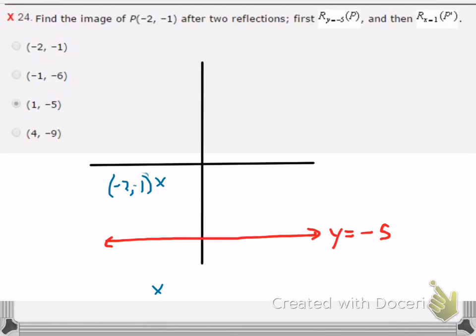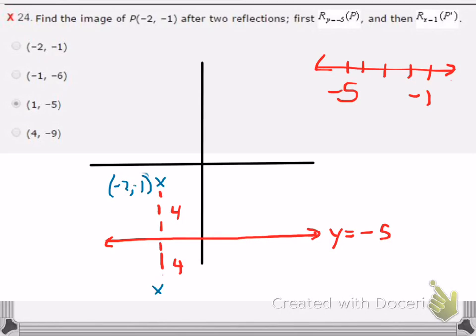Here's how you do that. You need to find the distance from the point, the straight line distance from the point to the line. So the distance from this point down to this line is a distance of 4, right? It's going from -1 down to -5, and if we looked at that on a number line, from -5 to -1, the distance would be 1, 2, 3, 4, a distance of 4. So if I'm going to do an equal reflection, I need to go 4 more to the other side.